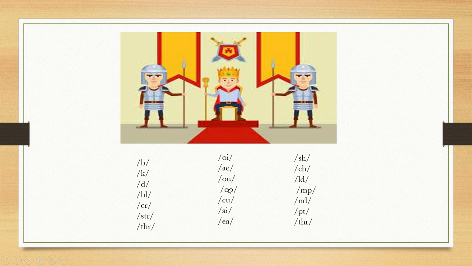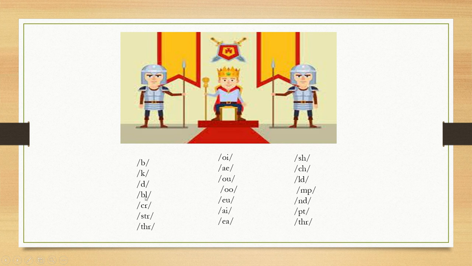It can be a single vowel sound, which means it is a monophthong. If there are two vowel sounds together, it is a diphthong. If there are three vowel sounds together, it is a triphthong. Always in every syllable there is a vowel sound. These vowel sounds are represented by this king. This king is the vowel sound, and also there are two soldiers on either side of the king. They represent consonants.